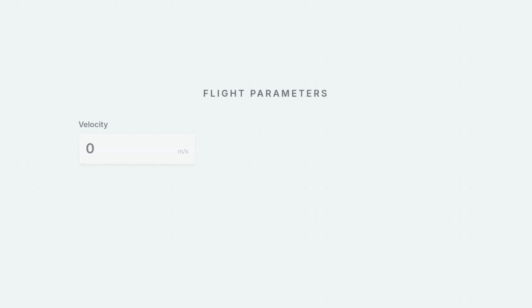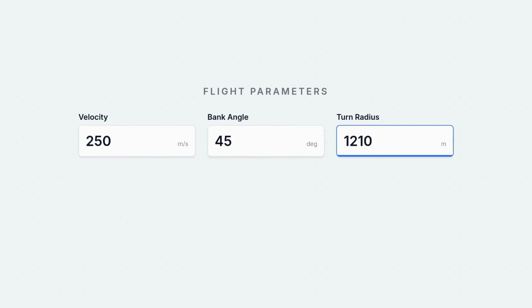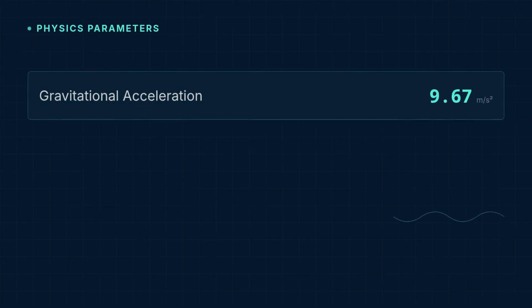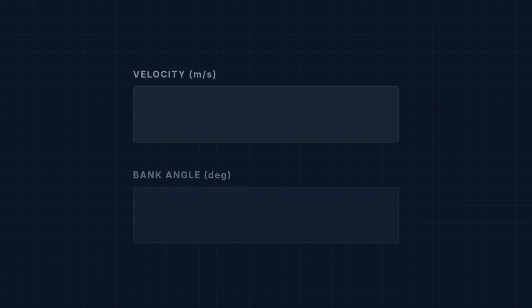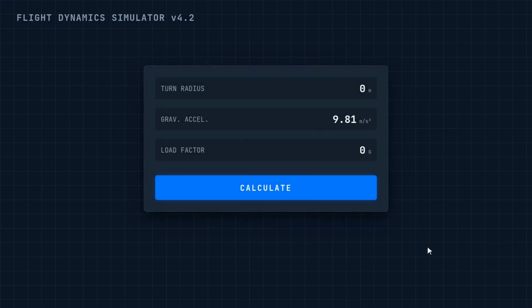The input fields include velocity in meters per second, bank angle in degrees, turn radius in meters, gravitational acceleration in meters per second squared, which defaults to 9.81, and load factor measured in N. Let's work through an example. I'll input a velocity of 10 meters per second, bank angle of 10 degrees, turn radius of 10 meters, gravitational acceleration stays at 9.81, and load factor of 10.